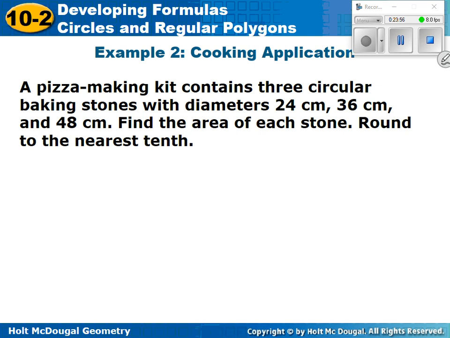Read this with me. It says a pizza making kit contains 3 circular baking stones with diameters 24, 36, and 48. Find the area of each stone. We're going to do one. And then once I see we can do one, we'll stop. And you could do the other 2 on your own. So we've got 3 baking stones.